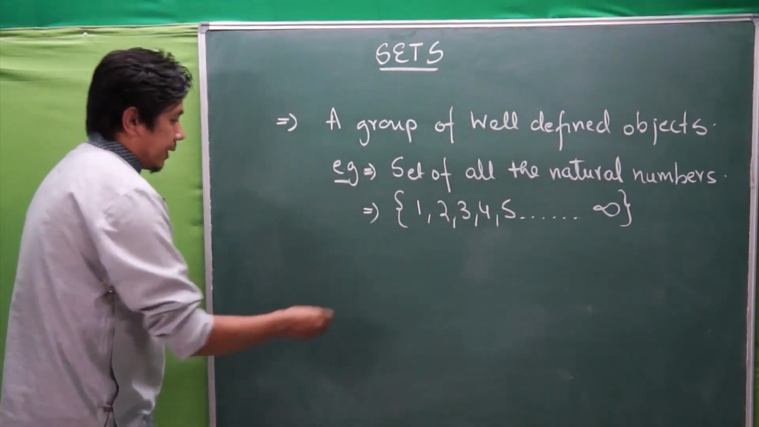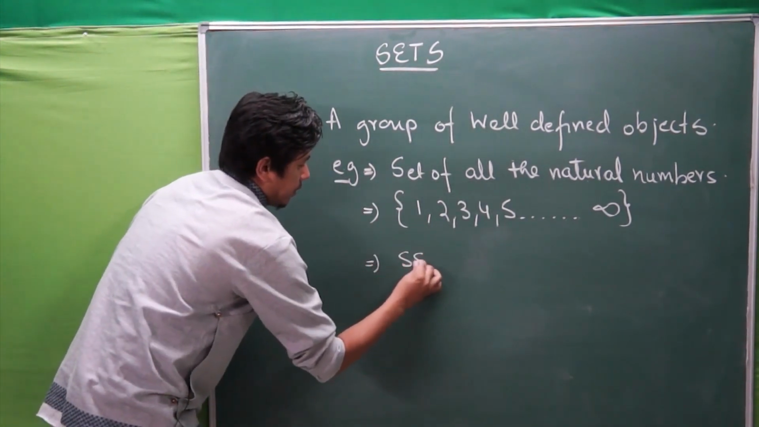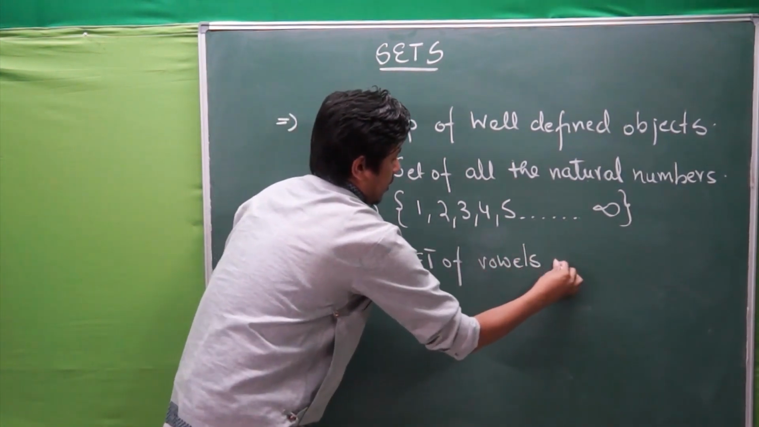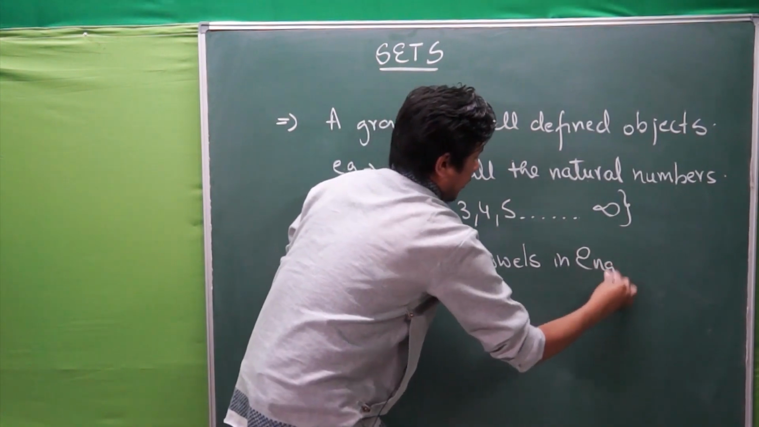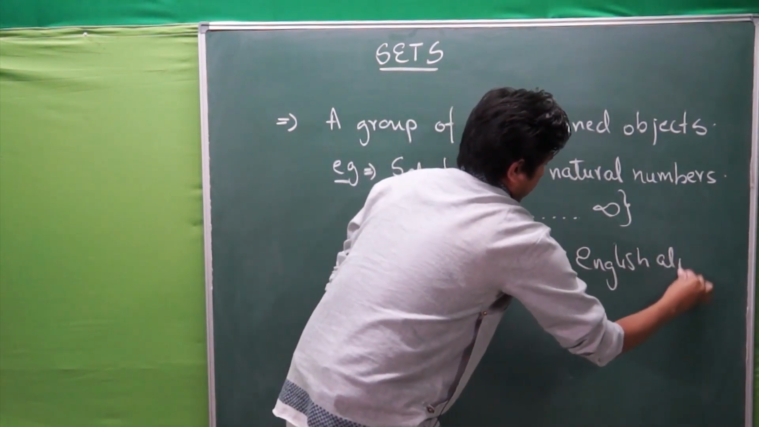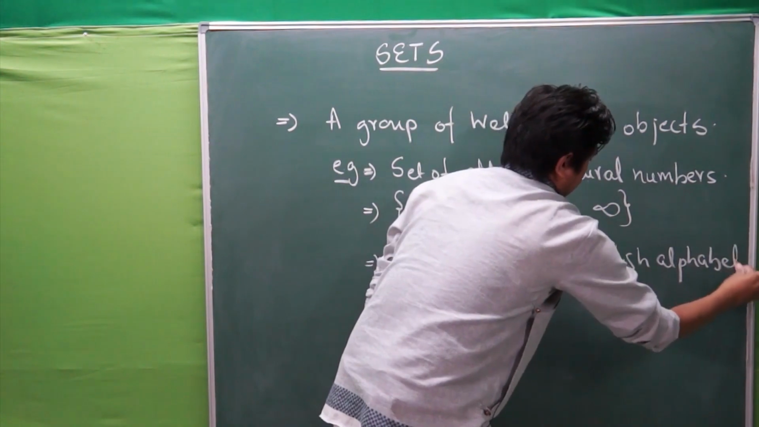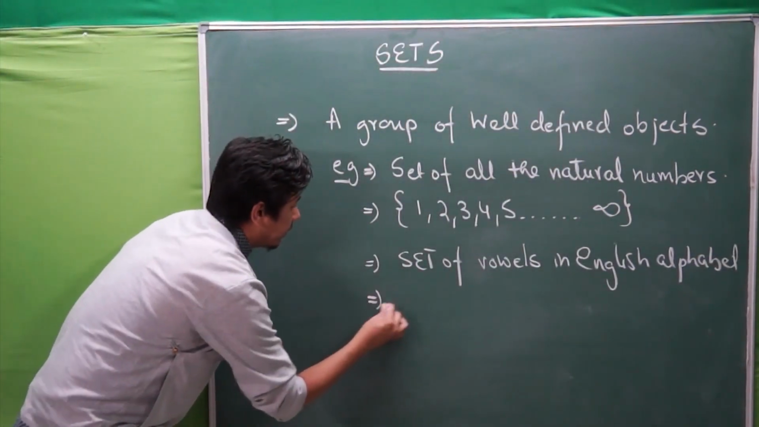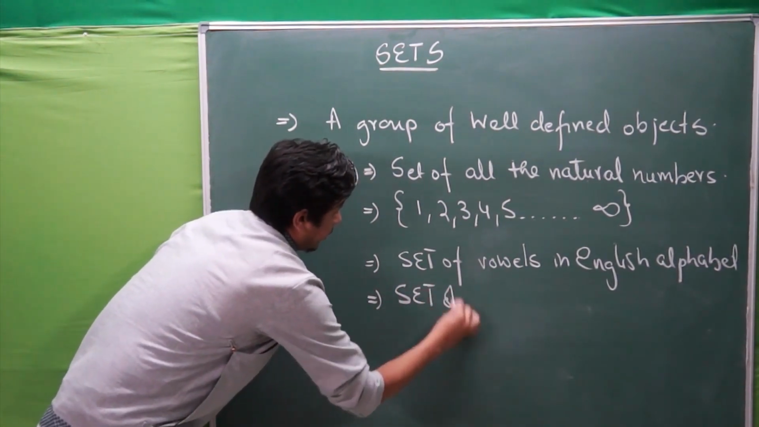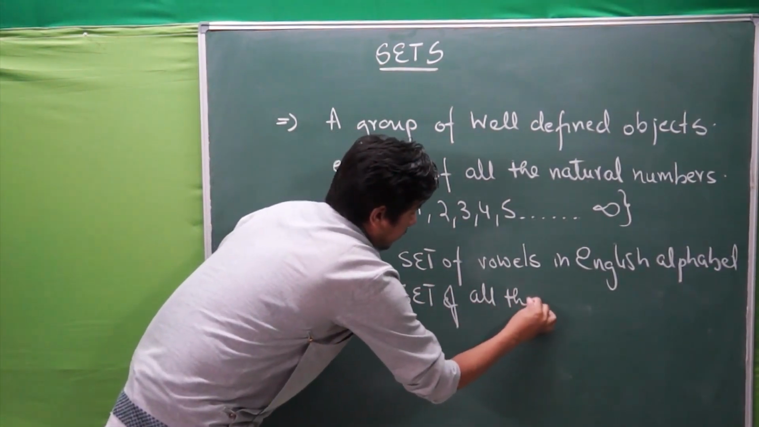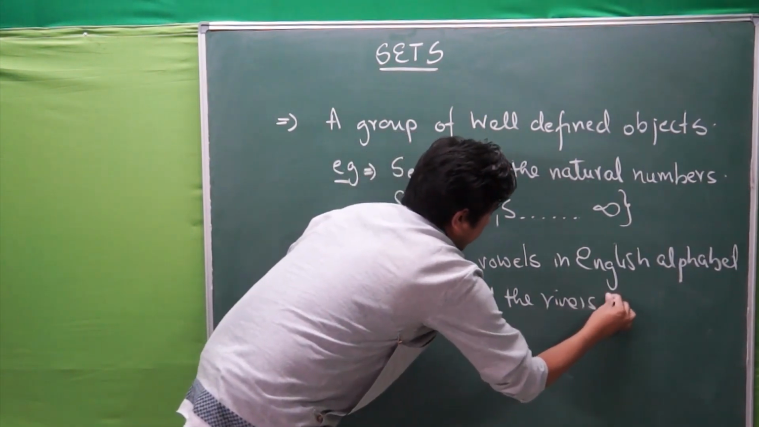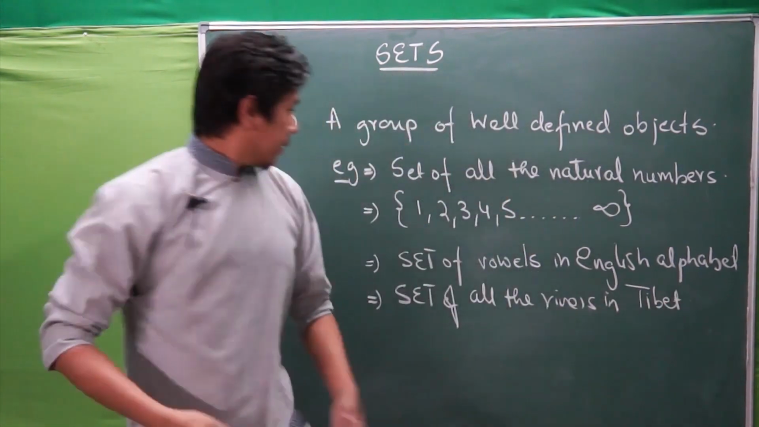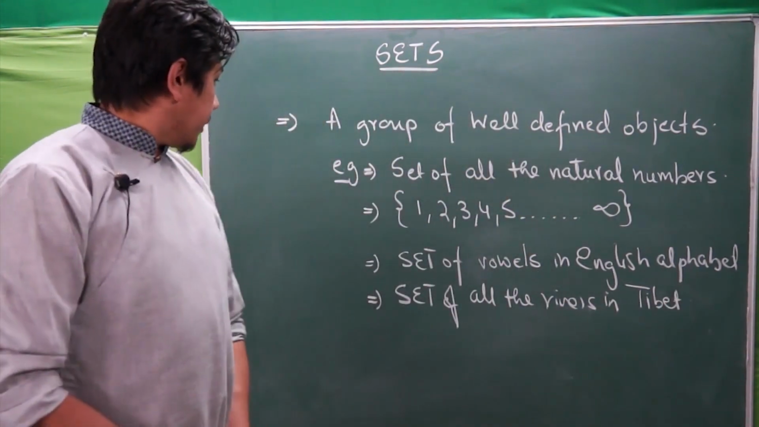For example, a set of vowels in the English alphabet. Everybody knows it, A, E, I, O, U. Similarly, we can have a set of all the rivers in our great nation. Certain examples of sets in our daily lives.